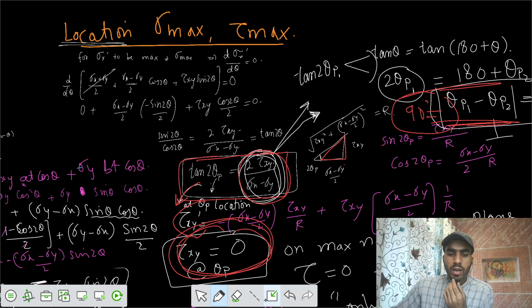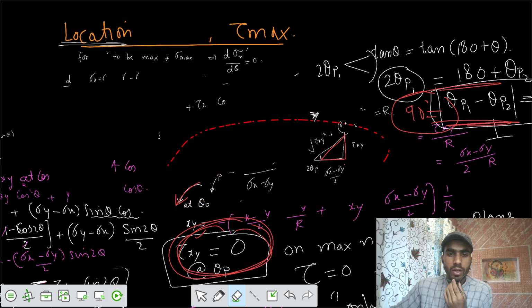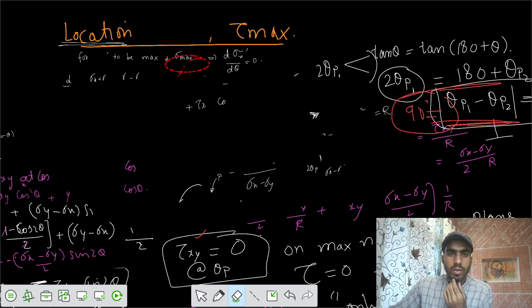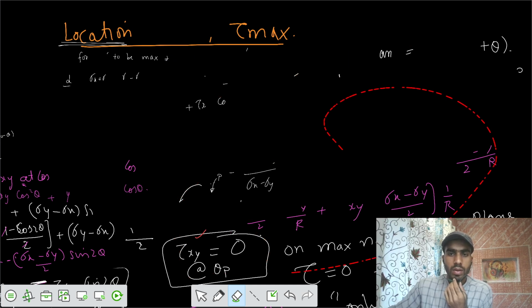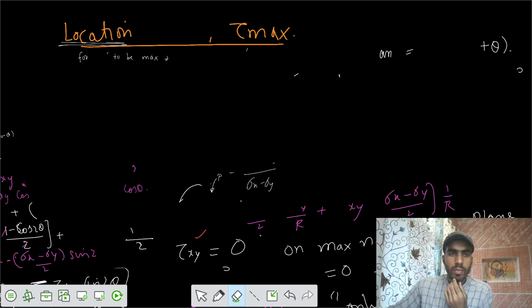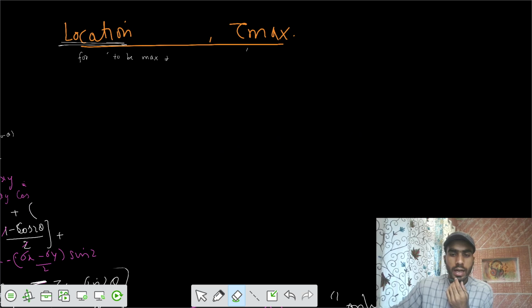Now we want to say that the normal stress part is over. So this one is over. Now the thing is, get the location of tau max. So we write tau max. Let's get the value of tau max now.